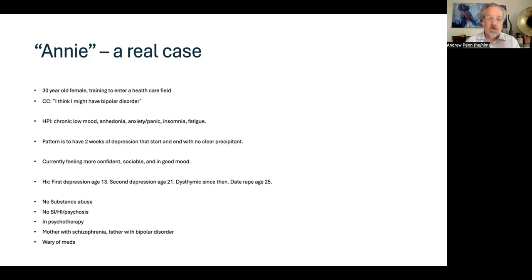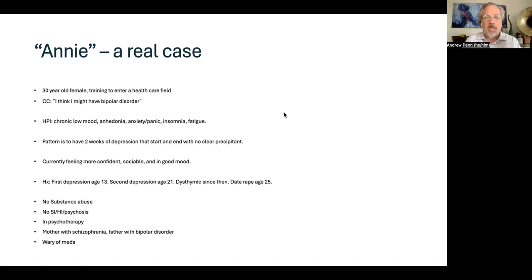At the time that I saw her, she was actually doing okay. She started having these depressions when she was about 13. She had another one as a young adult, and then had felt largely low-grade depression since around young adulthood. She didn't have any substance use. She had a strong family history of mental illness. Her mother had schizophrenia, and her father had bipolar disorder. And she was apprehensive about medication.